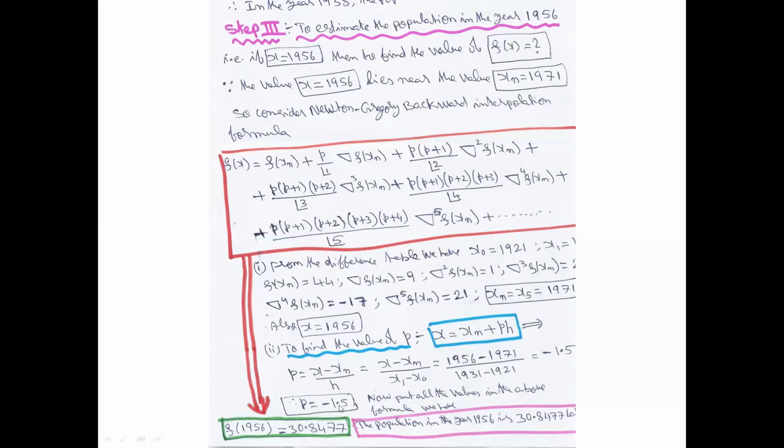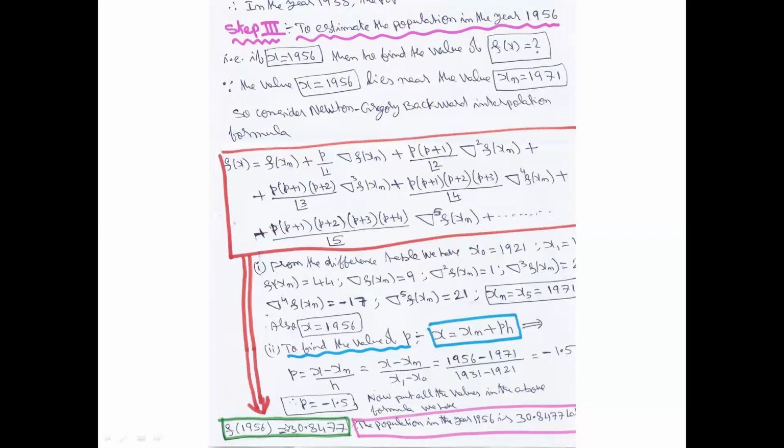Now, the value of p is known. Substitute the value of p and the remaining terms and do the simplification carefully. That will give f(1956) is equal to 30.8477 lakhs. This is according to my calculation. I might have made a mistake, so you work it out.